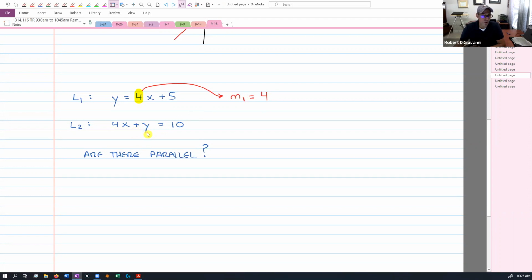So look at the second line. It's not solved for y, is it? So I need to solve this for y before I can just pick the slope off like we did on this one. So I'm going to solve for y on that one. And to do that, I'm going to subtract 4x on both sides. So the equation of this line is y equals negative 4x plus 10. Everyone okay with that? Just taking 4x away on both sides?